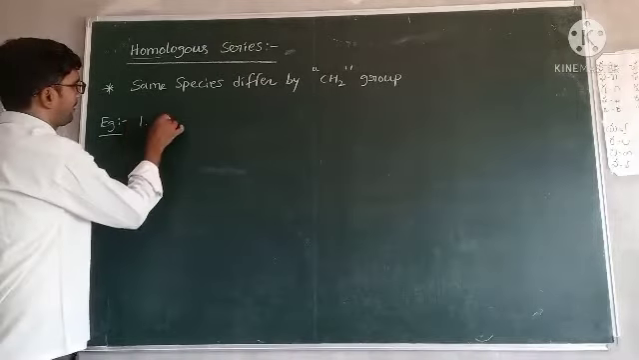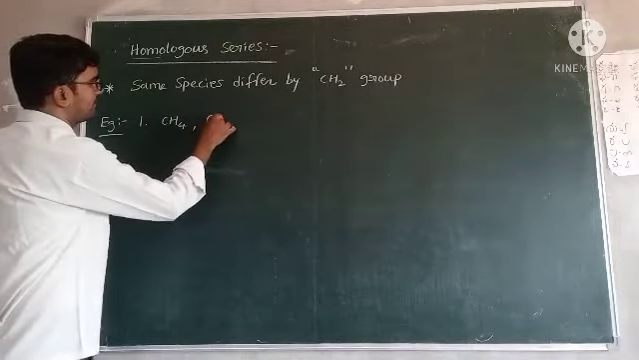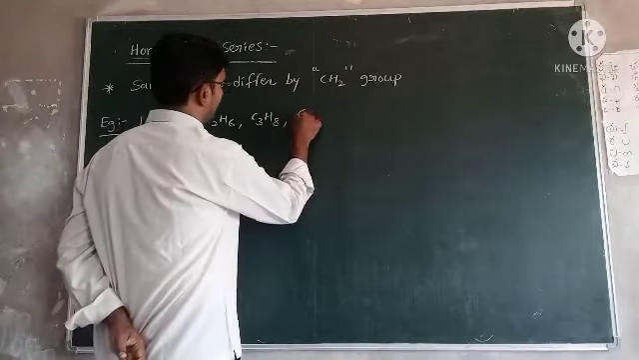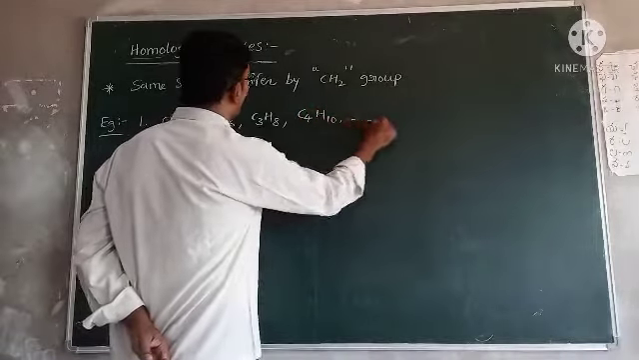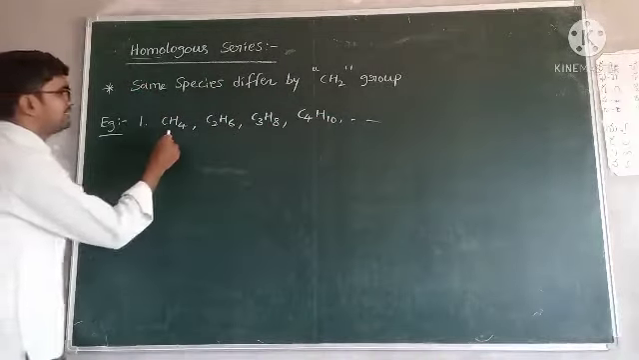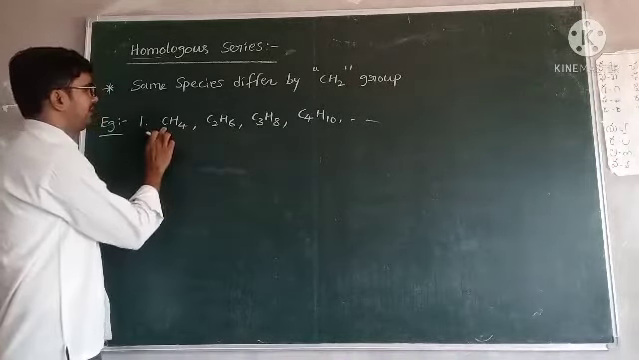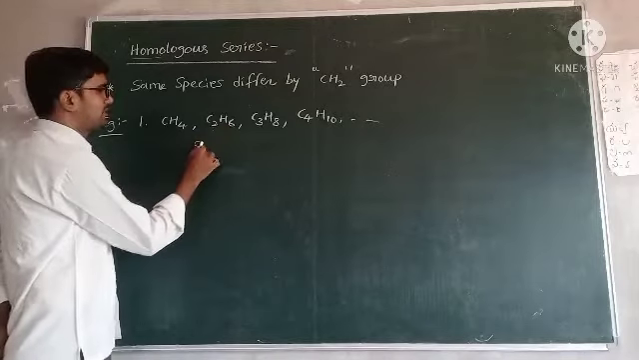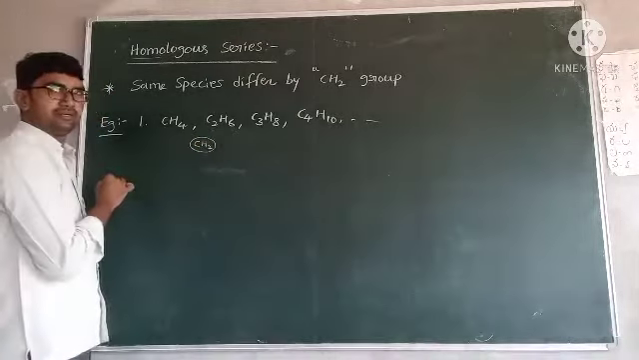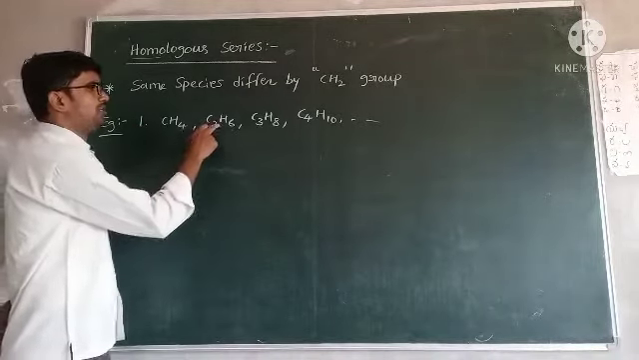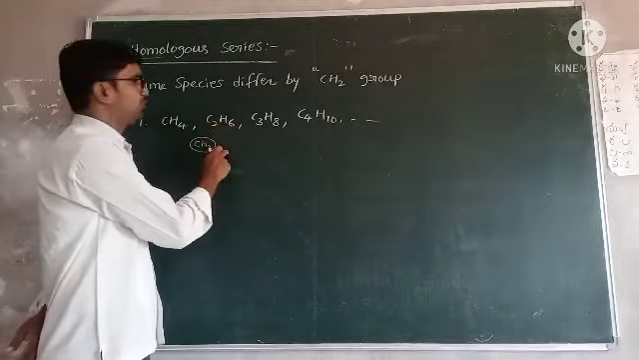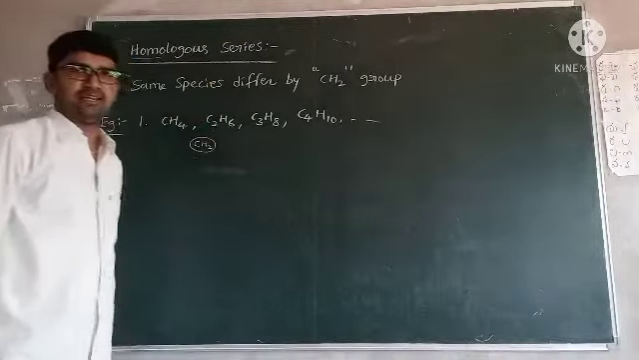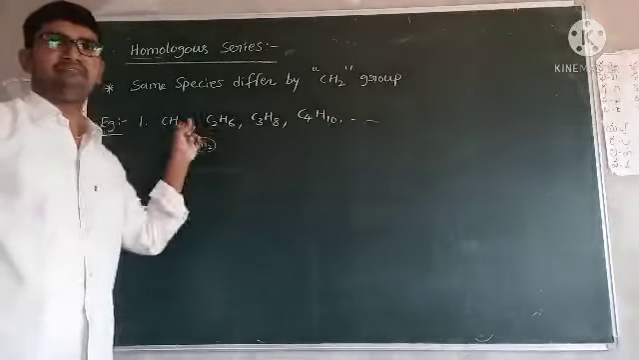Examples. First one: CH4, C2H6, C3H8, C4H10. These are all a homologous series. Because between CH4 and C2H6, what is the difference? 1 carbon versus 2 carbons, so 1 carbon is the difference. 4 hydrogens versus 6 hydrogens, so 2 hydrogens are the difference. Just add CH2 to CH4 and you get C2H6. Add CH2 to C2H6 and you get C3H8. Add CH2 to C3H8 and you get C4H10. So these are all alkanes and differ by only CH2.